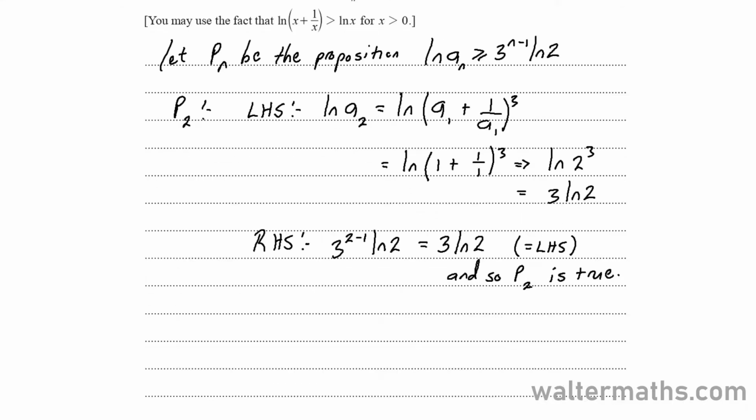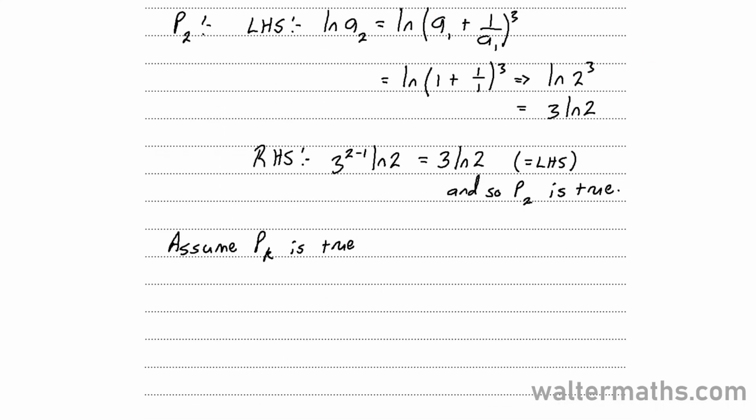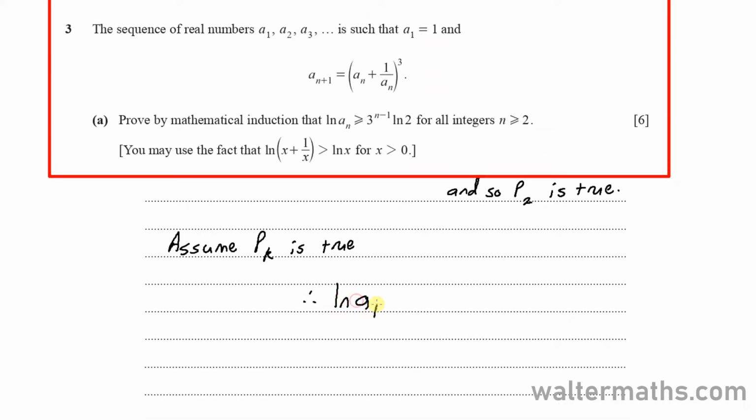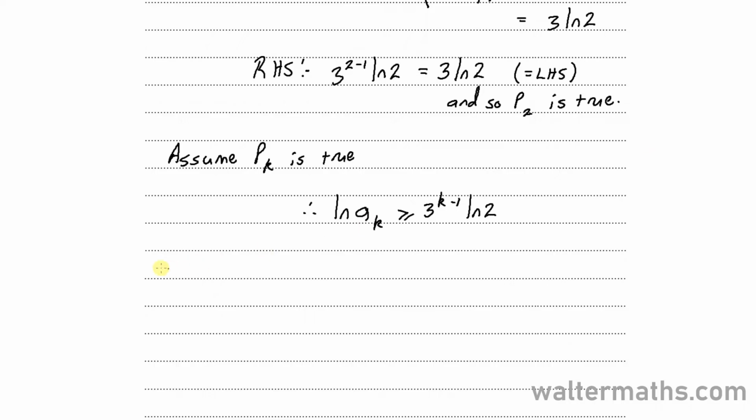Let's go on to state the inductive hypothesis. So we'll be saying assume that the statement p sub k is going to be true. So therefore we can say ln of a sub k is greater than or equal to 3 to the power of k minus 1 ln 2. So that's the inductive hypothesis. So next, we are now going to prove the statement p sub k plus 1.